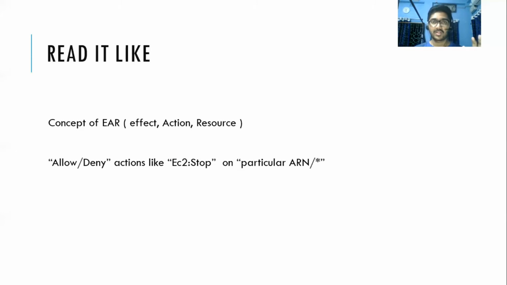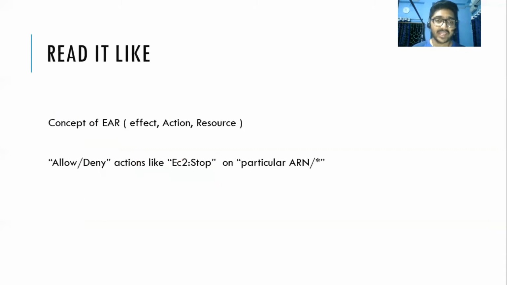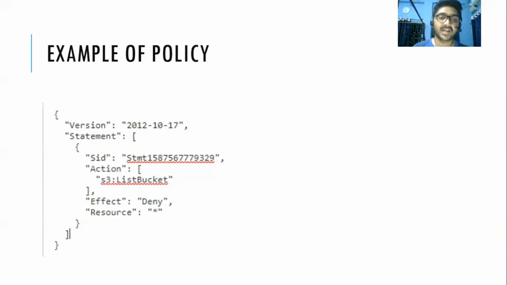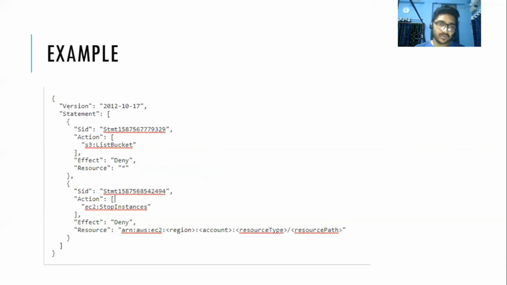Got my point? If I look at this example, I'll start reading the policy from effect. This effect is deny. So deny action like S3 list bucket on all the resources. I repeat, I'll be starting with effect. My effect is deny. So deny action like S3 list bucket on all the resources. Let's look at another example. You can pause the video and try to comprehend.